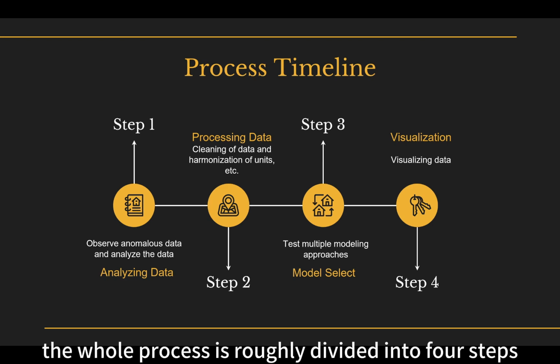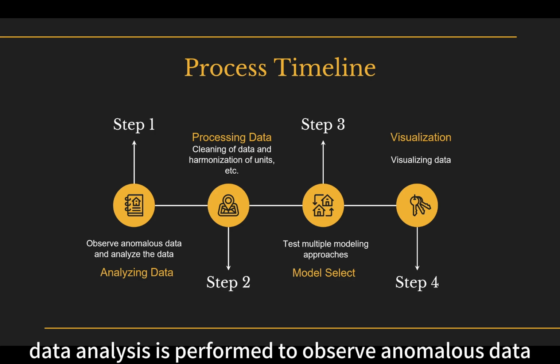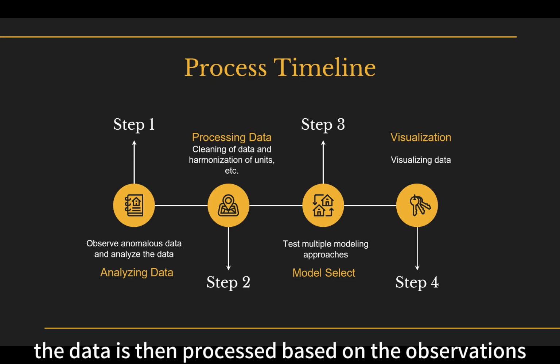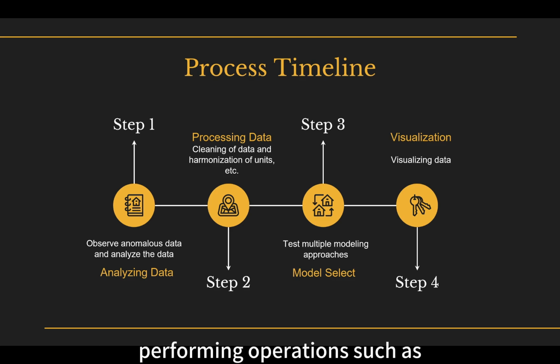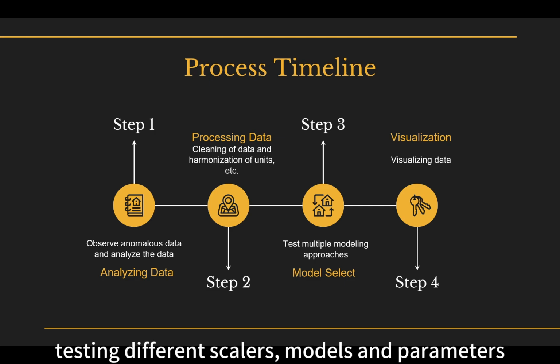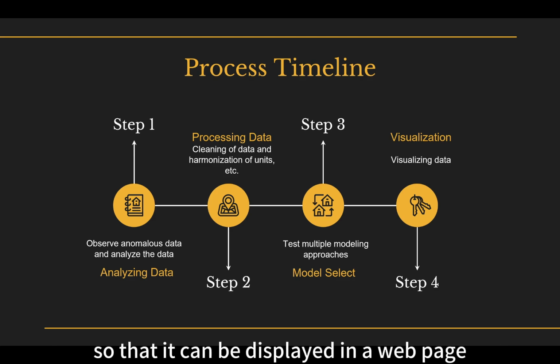The whole process is roughly divided into 4 steps. First, data analysis is performed to observe anomalous data and the characteristics of the data. The data is then processed based on the observations, performing operations such as removing anomalous data, removing low correlation features, etc. Next is the most critical step, model selection, testing different scalers, models, and parameters. Finally, the data is visualized so that it can be displayed in a web page.